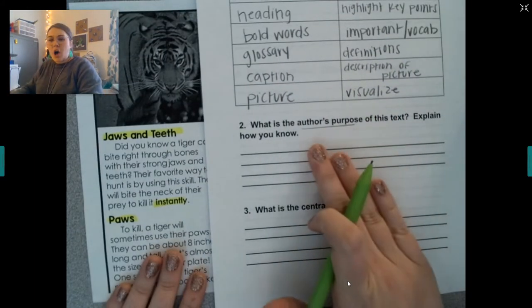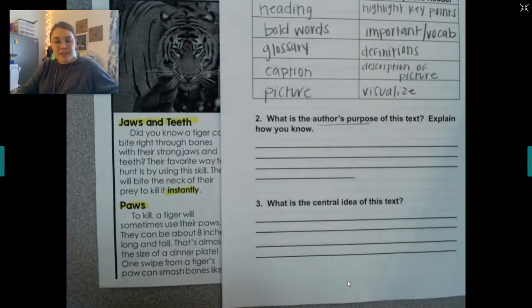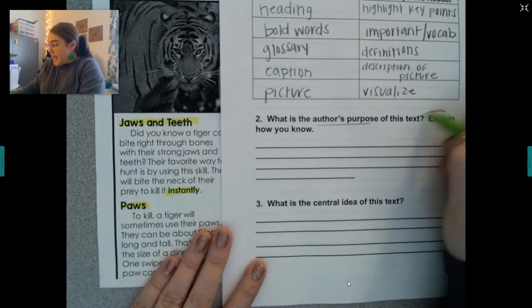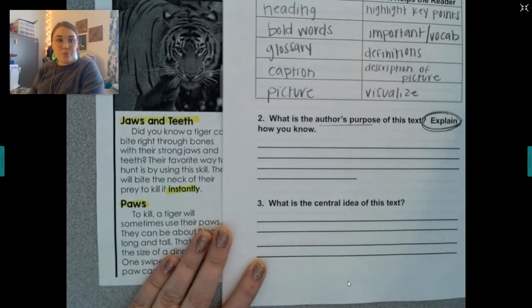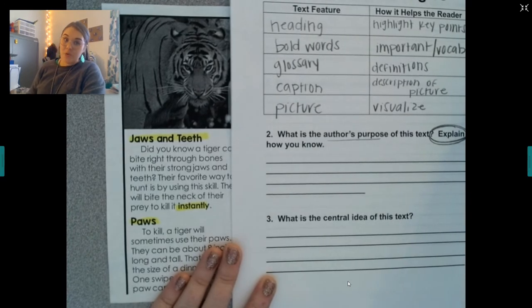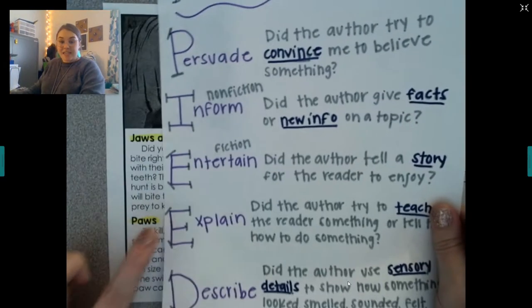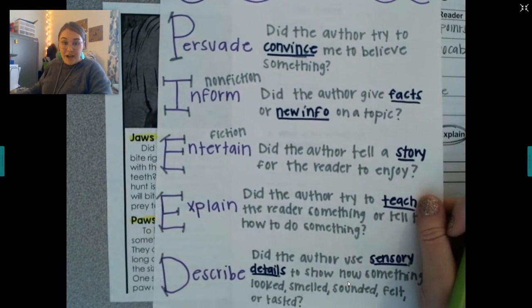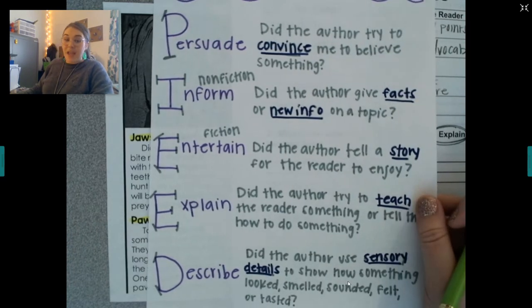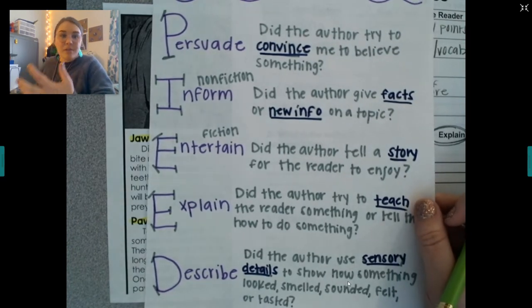What is the author's purpose of this text? And explain how you know. This assignment's going to take you a while. And that's why I'm trying to make today as easy as possible, because I know this is going to take you a while. You have to tell me how you know. You can't just pick inform, persuade, entertain, explain, describe. You can't just pick one now. You have to tell me how you know. And how. How are they doing that?